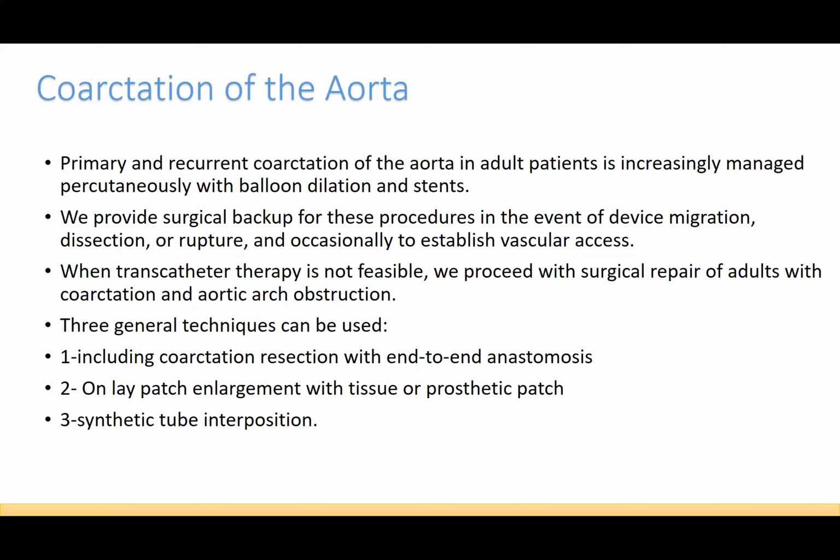Next is coarctation of the aorta. Primary and recurrent coarctation of the aorta in adult patients is increasingly managed by PCI with balloon dilatation or a stent. Surgical backup is provided, as we mentioned, in the hybrid room, for device migration, dissection, or rupture that can commonly happen along with the angio. So that can be managed by surgery.